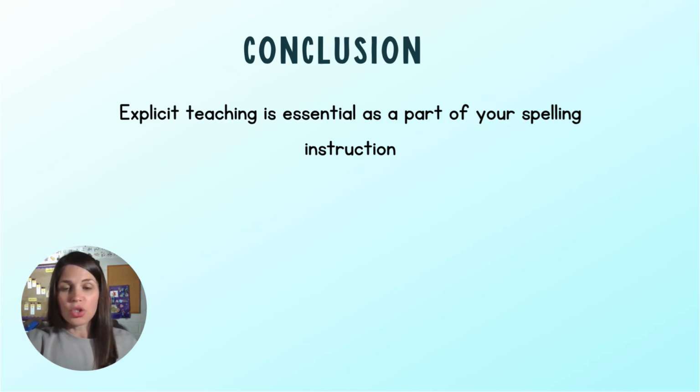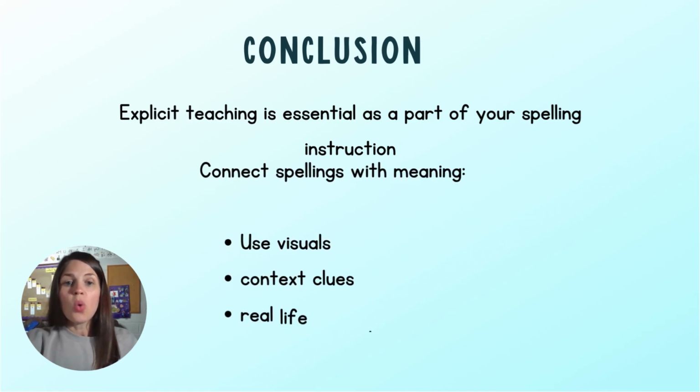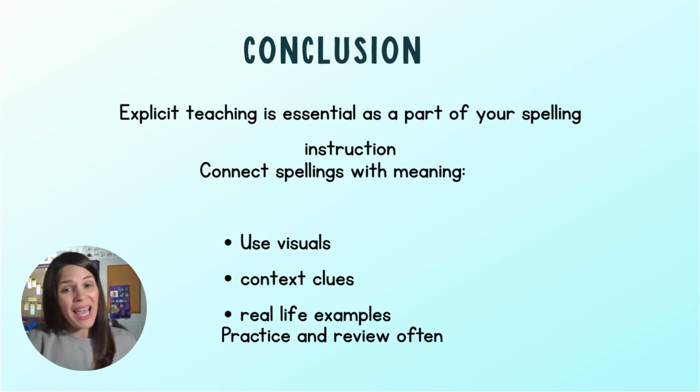So I usually like to introduce a few homophone sets each week, and then keep track of those in our homophone books. You want to make sure that you're connecting the spelling of the words with the meaning. So use visuals, use context clues, and use real life examples and have kids practice with them, right? You want to also provide students very many opportunities to practice and then review, which again is why I really like the homophone book, because students can keep track of their homophone sets. They can use it for review. They can go back to it and reference it as needed. And it's just an all around fun activity that kids actually enjoy.